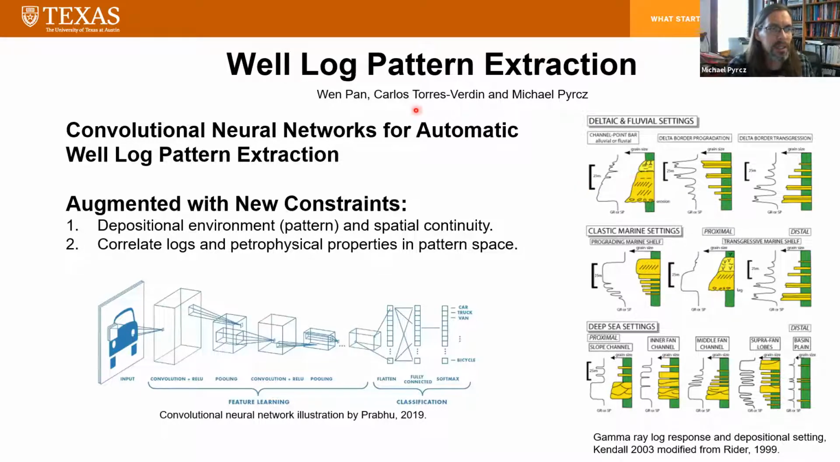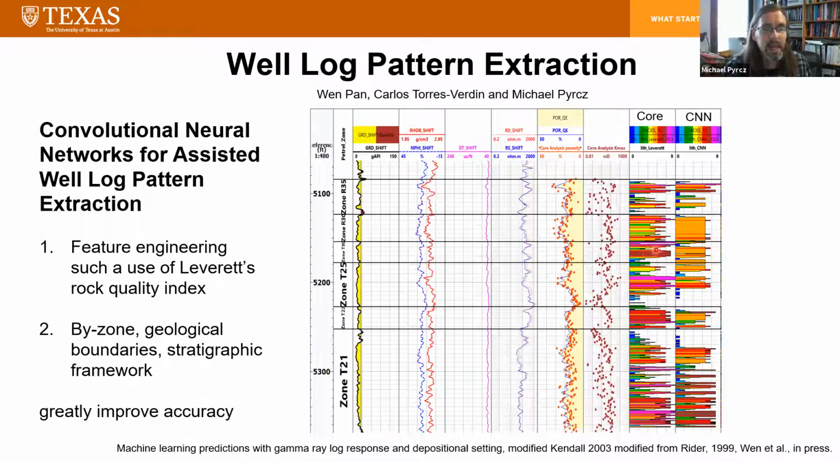Working with Dr. Torres Verdin and our student Wen Pan, we've been looking at automatically detecting depositional settings from well logs. Now, something very interesting happens there. What we've been finding, when we compare it to analysis from core data, is that using engineered features is a very good idea. What does that mean? If you have some type of engineering geoscience knowledge about rock quality and how we can rank rock types, or knowledge about specific types of patterns or information from the subsurface, put it in the model. We do much better if we get your domain expertise as much as possible.